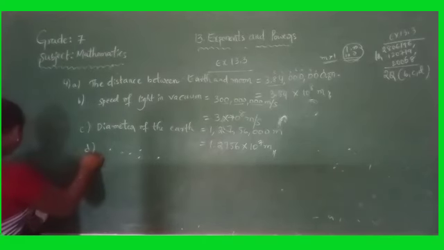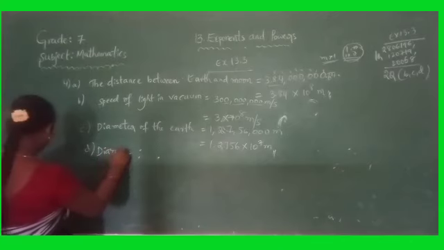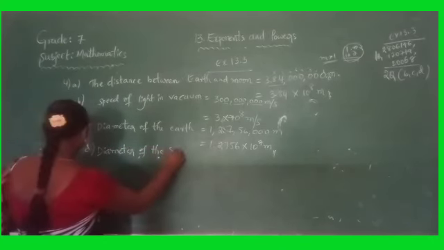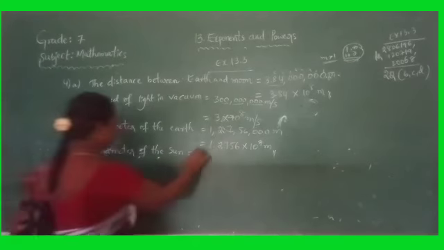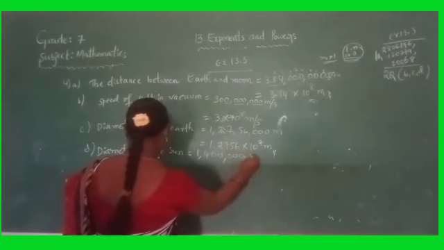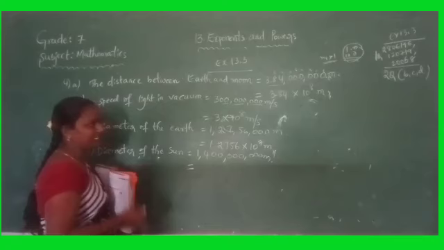Okay, see, D, diameter of the sun. What is the diameter of the sun here? 1,400,000,000 meters. Okay, so how to write this one in the standard form?